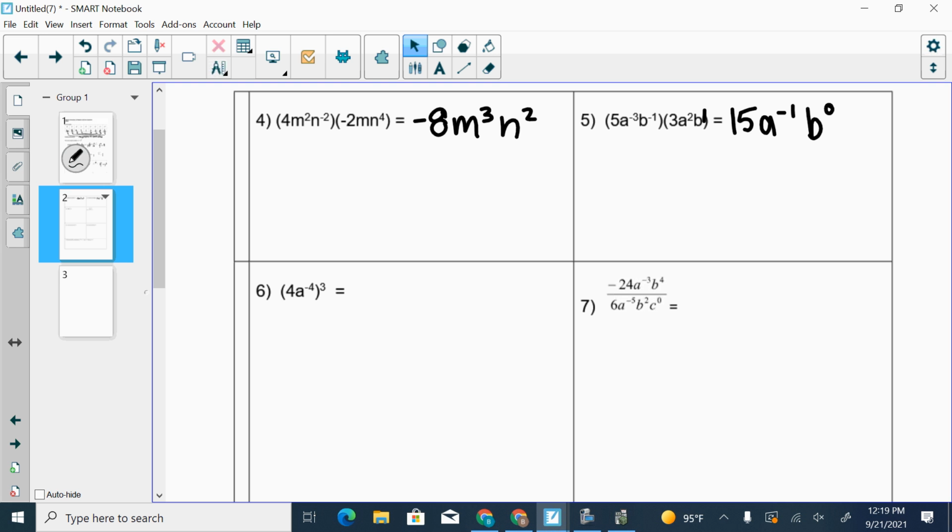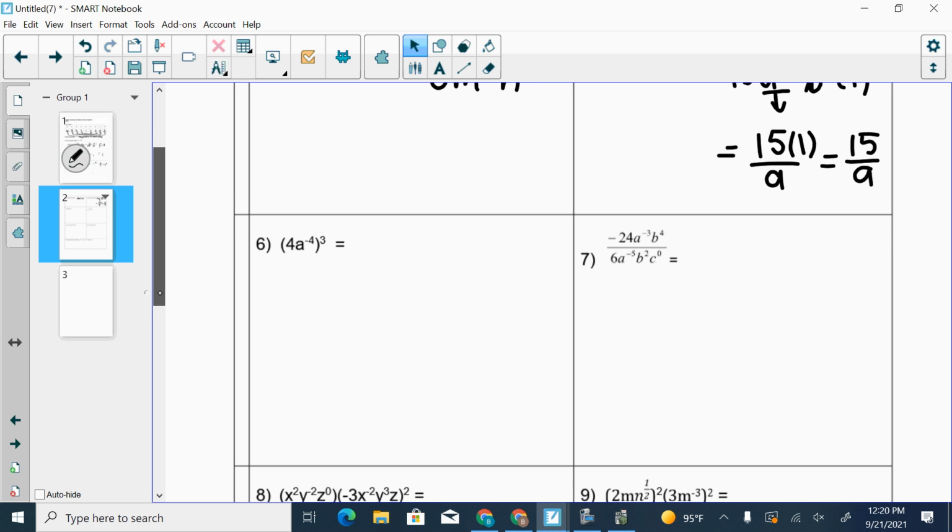Okay, so do I need to move the 15? No. What about A? Yes, I'm going to take A and move it to the bottom, and now it's got a +1, or we don't really have to write it, right? It's understood. And B, anything to the 0 power is just 1. So this is gone. It becomes a 1. Well, 15 times 1 is just 15, so we end up with 15 over A. Okay?